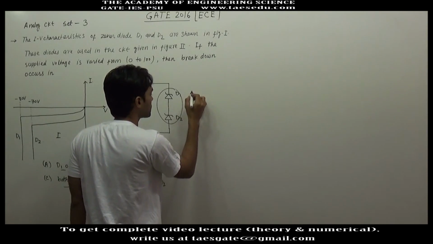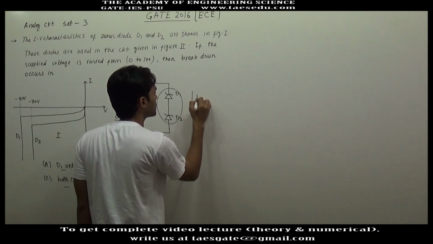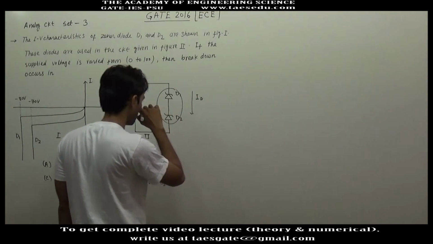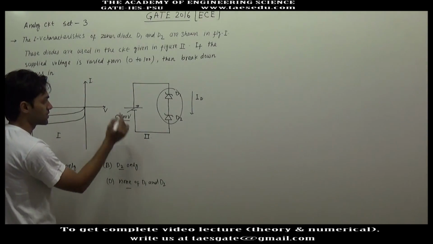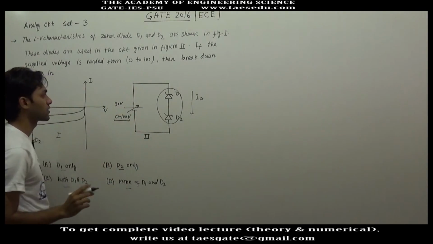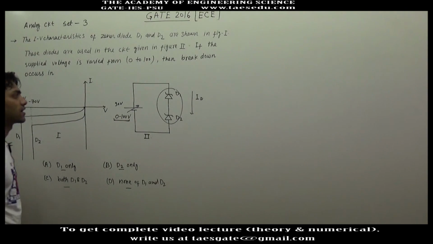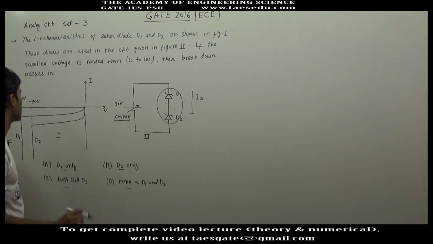In each case, current through both the diodes will be the same. Okay, ID will be the same. And let us assume that for some voltage, let's say we have 30 volt or any voltage between 0 to 100 volt, there is some value of current that is flowing through diode D1 as well as through D2.